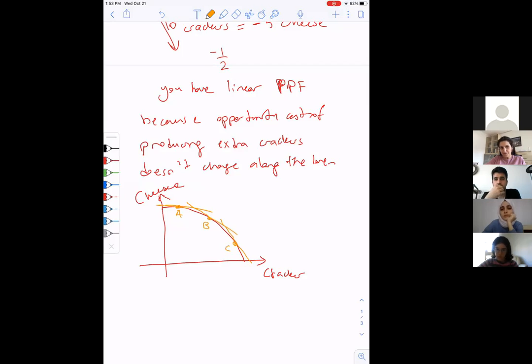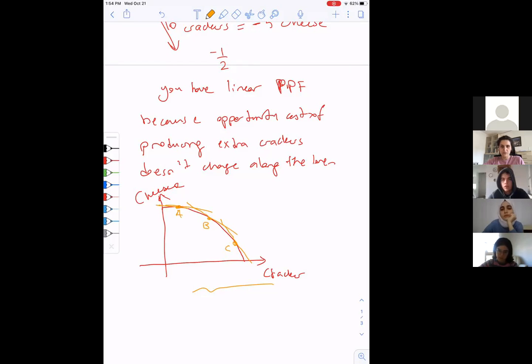At point B, the slope is higher than the slope at point A, so you have more crackers, and the opportunity cost of producing an extra cracker increases. Similarly in C, the more crackers you have, the more the opportunity cost of producing an extra cracker will increase, if you have such a production possibility frontier. Is it clear?